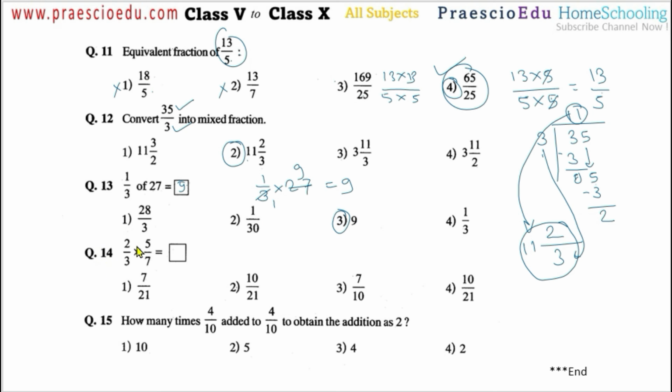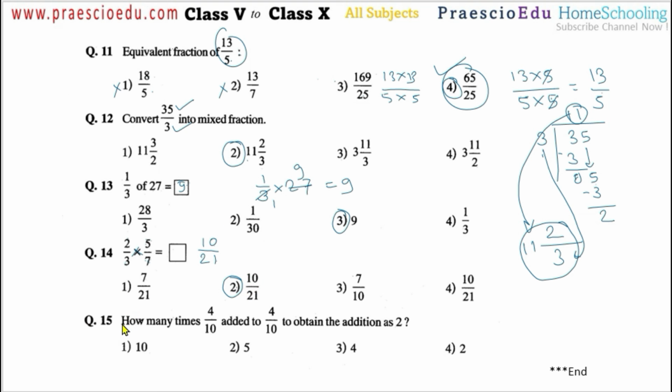Now question number 14, 2 upon 3 multiplied by 5 upon 7. Here multiplication is there, so there is no need to make the fractions like fractions. We can directly multiply the numerators and the denominators. So 2 multiplied by 5 means 10 upon 3 multiplied by 7 means 21. So 10 by 21 is given in option number 2.